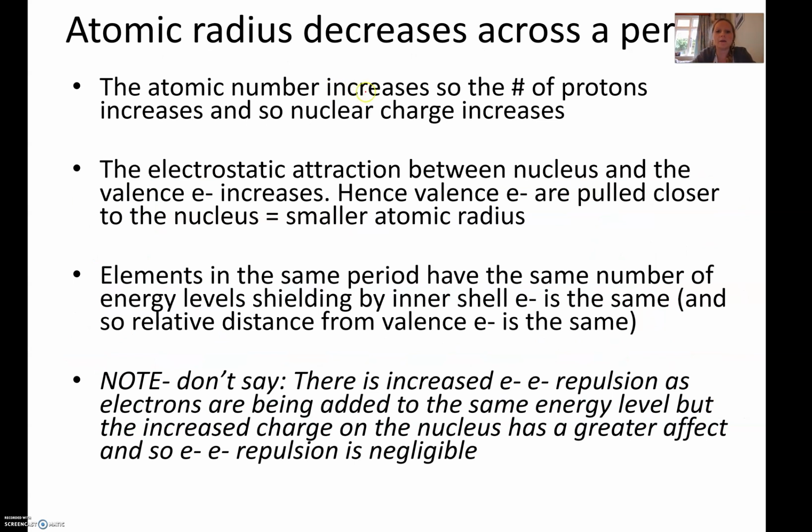So as the atomic number increases, so does the number of protons, and therefore the nuclear charge increases. Boom, we've done the first point. This means that the electrostatic attraction between the nucleus and the valence electron increases, and therefore the valence electrons are pulled in closer, and therefore the radius is smaller. Cool. So that's just explaining these two are linked together. Elements in the same period have the same number of energy levels, so this is that second point. Therefore, shielding by inner shell electrons is the same.